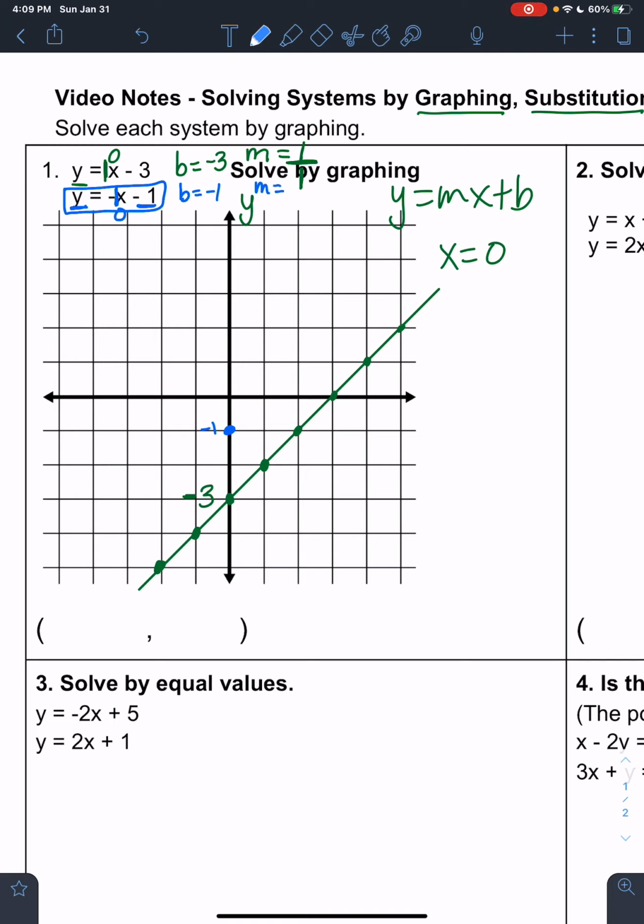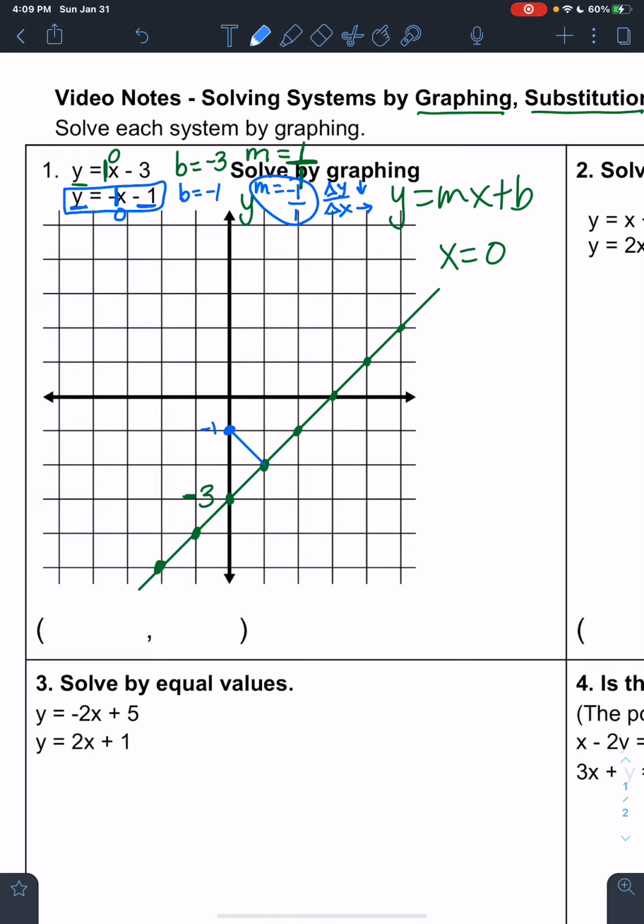Now, if my positive slope was going up to the right, my negative slope is going to go down to the right. So instead of going uphill, I'm going downhill. So I have a slope now of -1, which as a fraction is -1 over 1. So remember that this is change in y over change in x. And so if it's negative, I'm going down, and if it's positive, I'm going to the right. So I'm going to go down 1, and I'm going to go over 1.